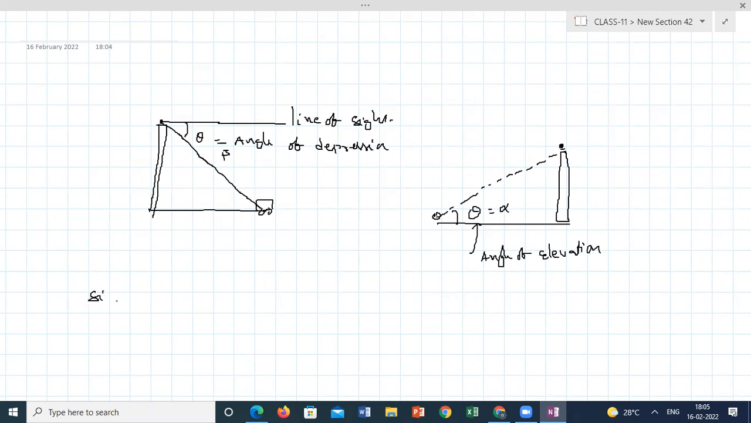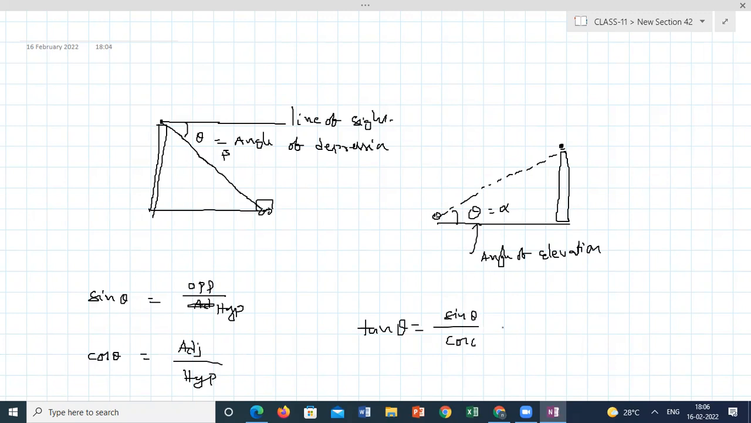Same as sine theta. What is the definition of sine theta, cos theta, tan theta? That is enough to solve this question. Sine theta is equal to opposite side by hypotenuse. Cos theta is equal to adjacent side by hypotenuse. Tan theta is equal to sine theta by cos theta, which is nothing but opposite side by adjacent side. With the help of this data, we can do anything related to applications of trigonometry. Another name of applications of trigonometry is heights and distances.